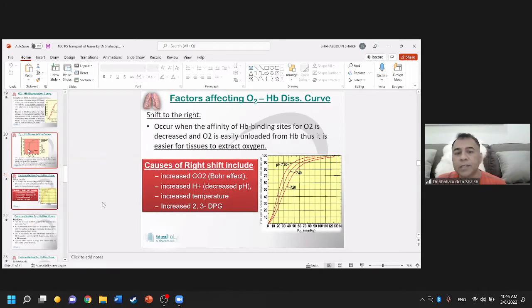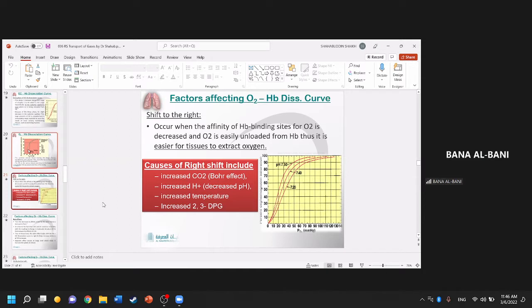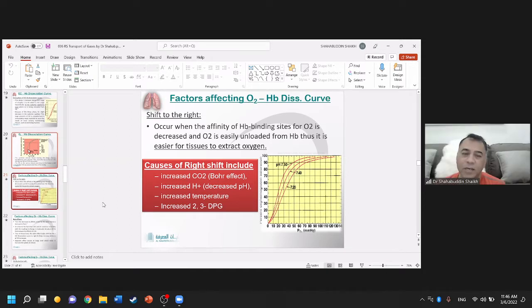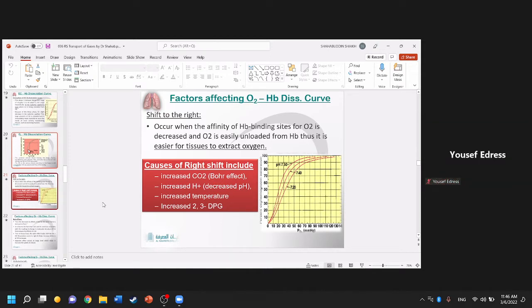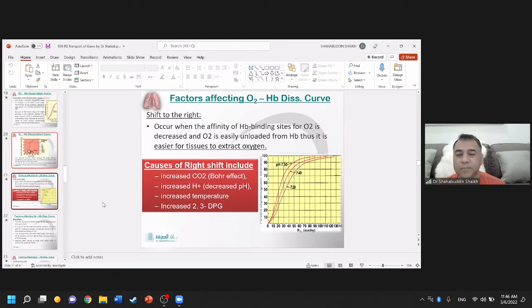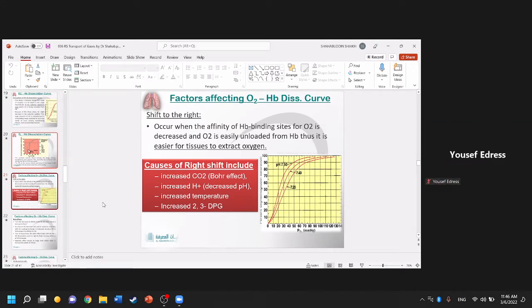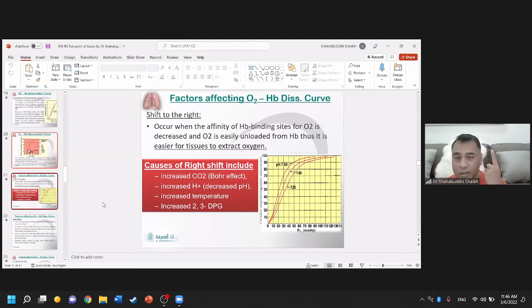Okay, very important. What are the factors which shift the curve to the right side? Increase in O2 or CO2. Increase in carbon dioxide, H+ ion, temperature, 2,3 DPG. What are the factors which shift the curve to the left side? Decrease. That was our first question, either increase or decrease.